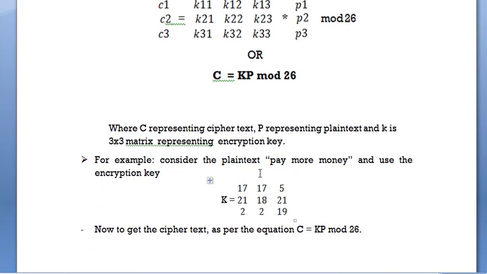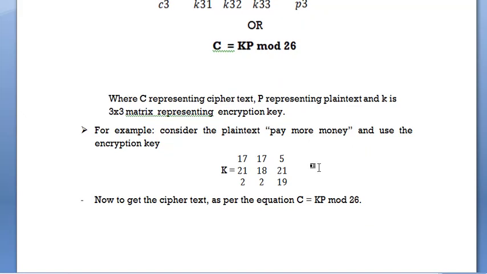For example, consider the plain text "pay more money" and use the encryption key. This is the key that is given to us, and the plain text is pay more money. This is a 3 cross 3 matrix. So we need to divide our plain text into groups of 3. First we have PAY, then MOR, then EMO and NEY.